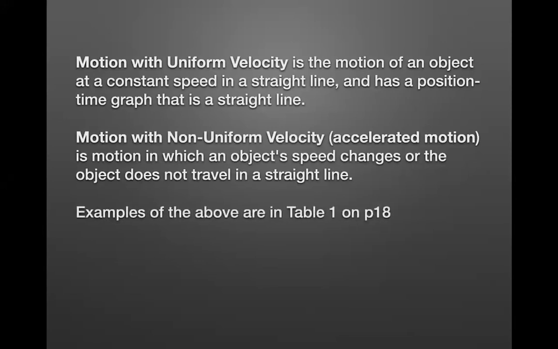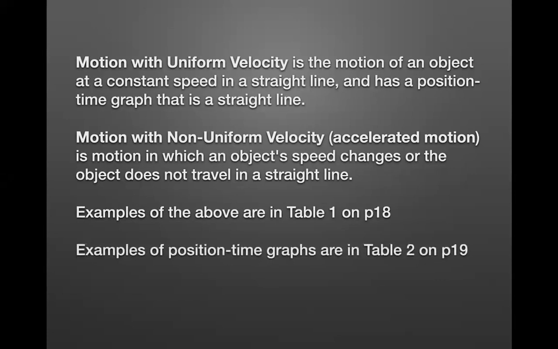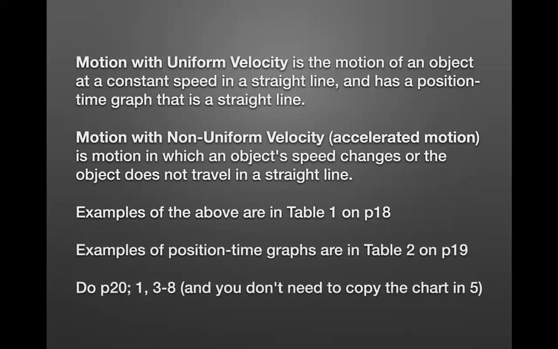Examples of the above are in table 1, page 18. That's the one where we looked at the straight highway, amusement park ride, and parachutist. Position time graphs, table 2, that's what we just looked at. That's your assignment. So you can pause or whatever. Do 1, not 2, don't worry about that. Do 3 to 8. One of the questions says copy the chart. You don't have to copy the chart.